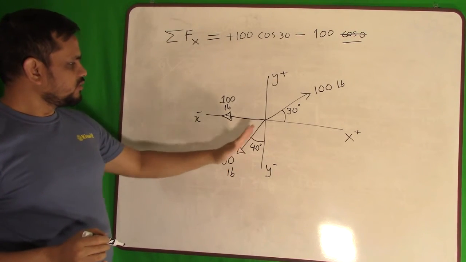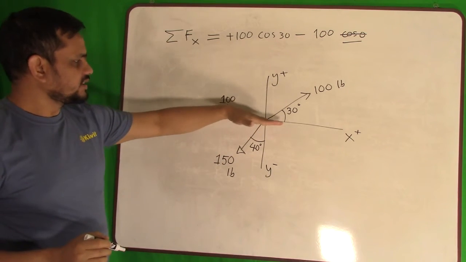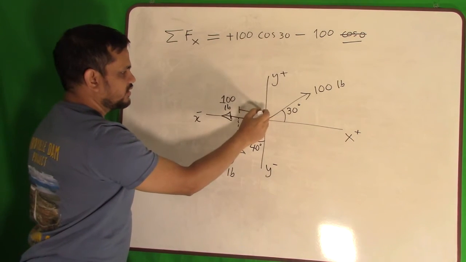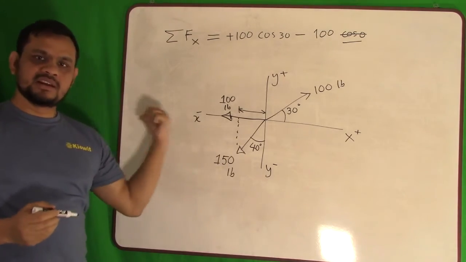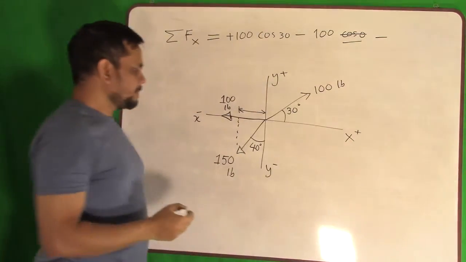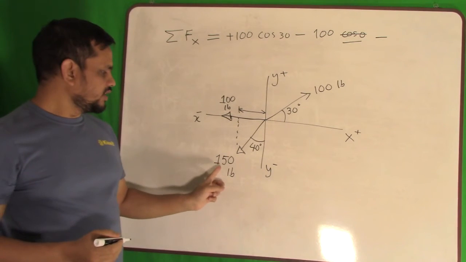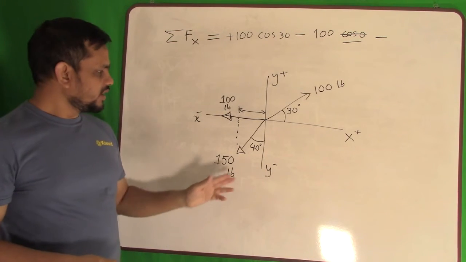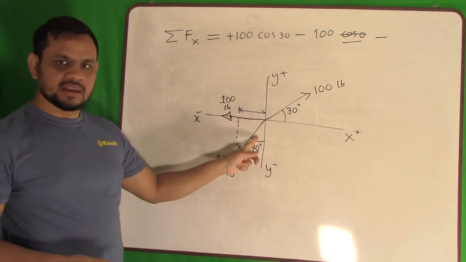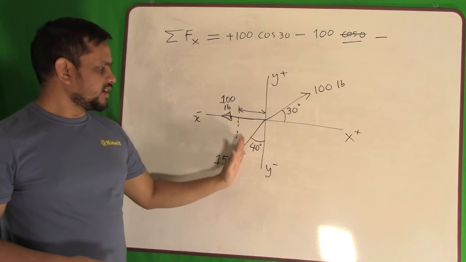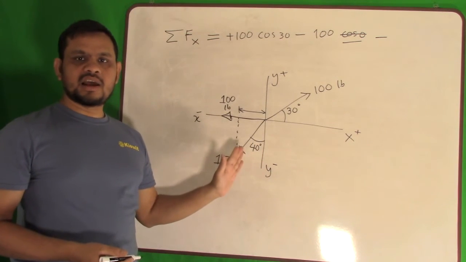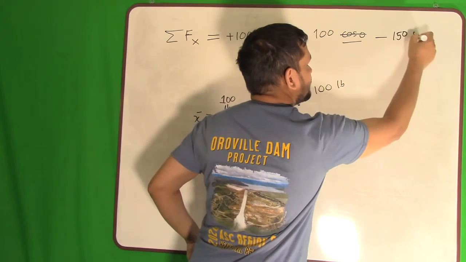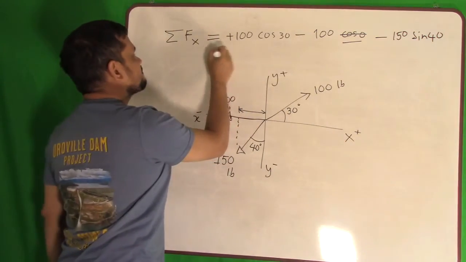Then other force is this force. We need to take the component of this force along x-axis. Now this force is going this way. If I take the component, it will be this portion. And it is in negative side. So it will be minus. Now what is the component? 150. What? Cosine 40 or sine 40? It should be sine 40. Why? Because my angle is not here. My angle is here. So I am not taking the component adjacent to the angle. I am taking perpendicular to that. So here my angle will be sine 40. So 150 sine 40.